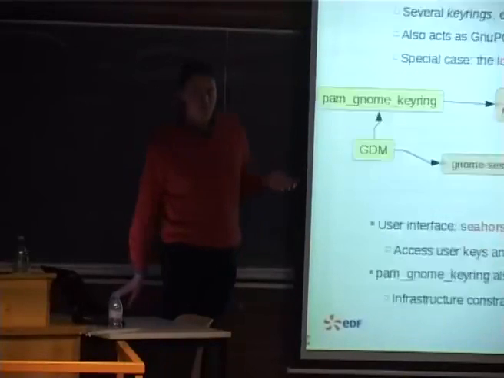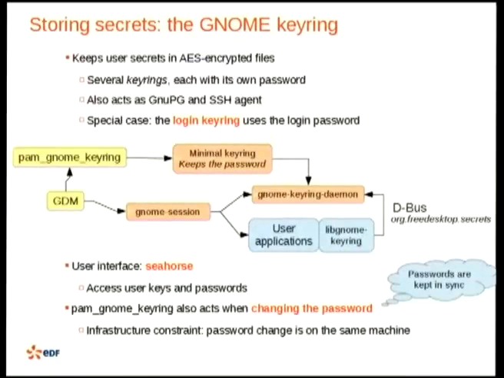So once you've logged on, you have to manage the user passwords. This is what the GNOME keyring does. What this software does is storing secrets, user secrets, because it is run with a user session, in AES encrypted files. These files are called keyrings, and each keyring comes with its own password. There is a daemon which accesses the keyrings, and it also does nifty things like replacing the GnuPG and SSH agents with GNOME-like prompts.